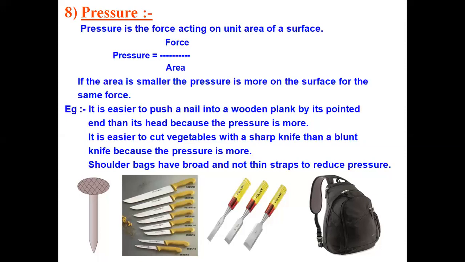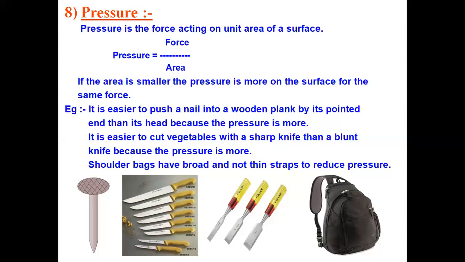Let's take one more example. It is easier to cut vegetables with a sharp knife as compared to a blunt knife because the pressure is more. If the knife is sharp, the area will be less. If the area is less, the pressure will be more. That's why it's easy to cut fruits and vegetables with the help of a sharp knife.